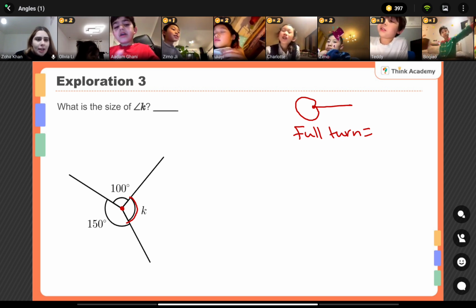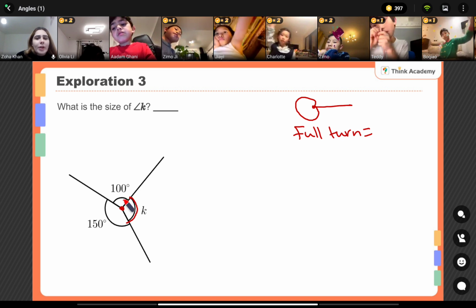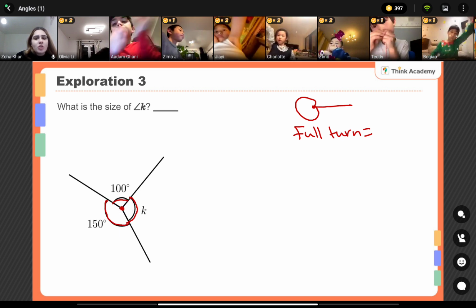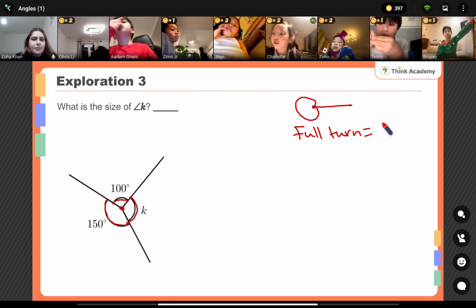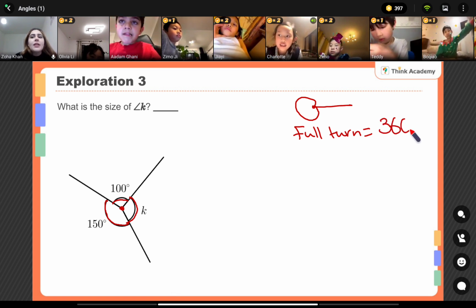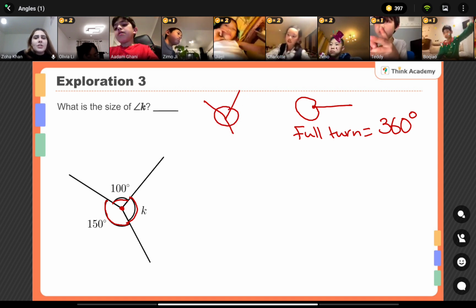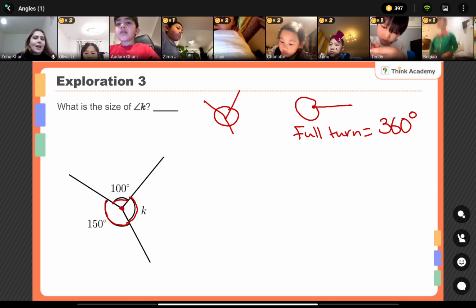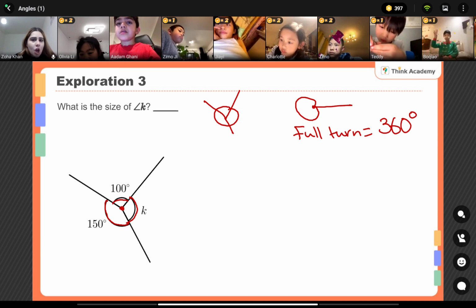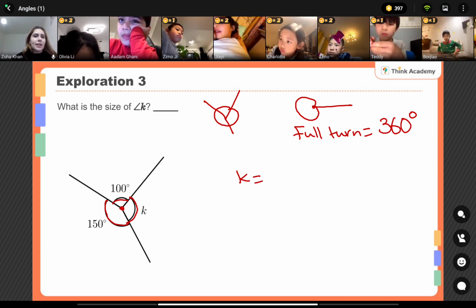Okay, got it. Right. Now, the question is, all of the angles around the point add up to what? Like all of these angles have to add up to what, Charlotte? 360. Good, 360 degrees, because everyone remember, a full turn is 360 degrees. So we know all of these angles have to add up to 360 degrees. So now that you all know that, can you work out what K is going to be?